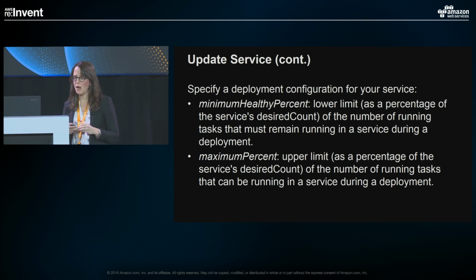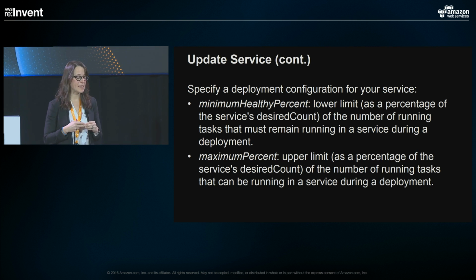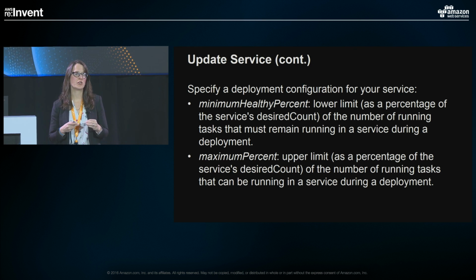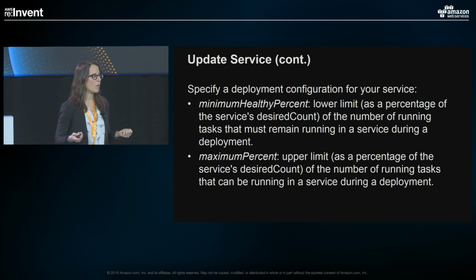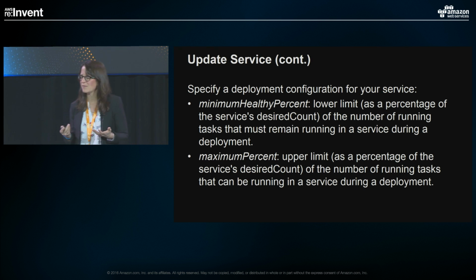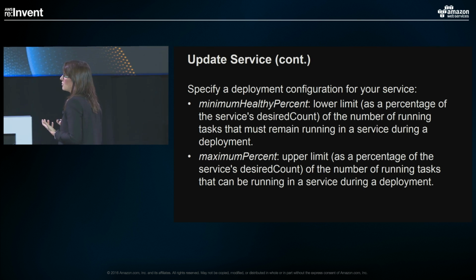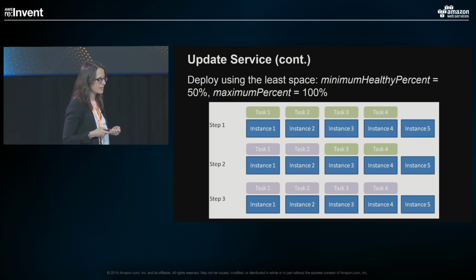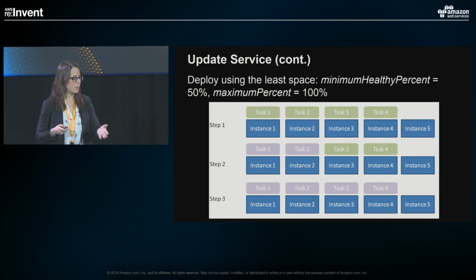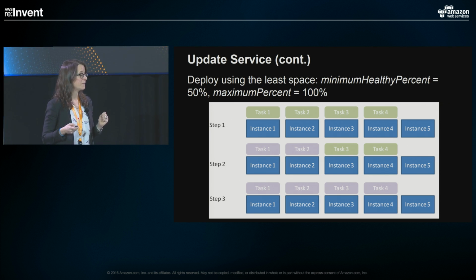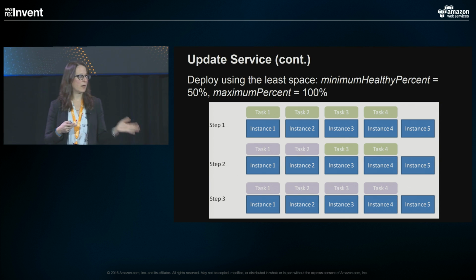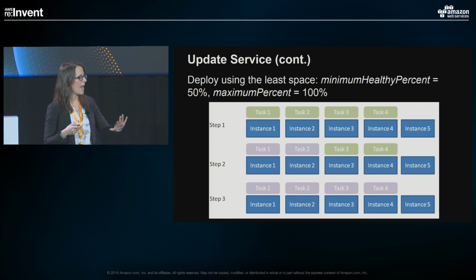We also have a few concepts such as minimum healthy percent and maximum percent, which really allow you to determine, if I'm going to run a cluster, what is the maximum number of containers I'm going to have. This is much akin to deciding whether I'm going to do a blue-green deployment or a rolling deployment across my cluster. So in this example, if you have a minimum healthy percentage of 50 and a maximum of 100, this is akin to doing a rolling deployment, where you apply half the changes to your cluster and then the other half.